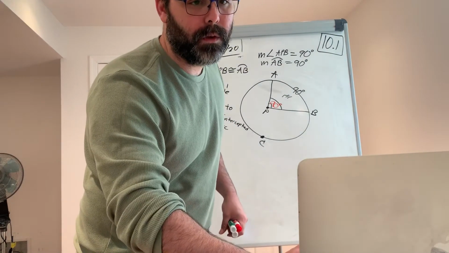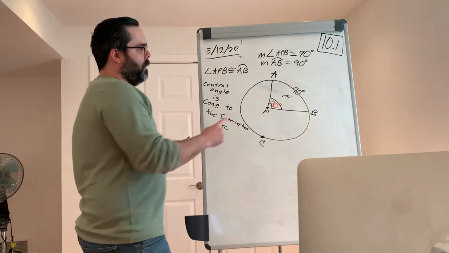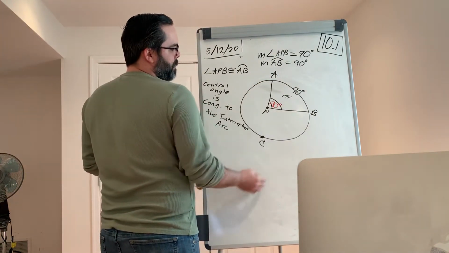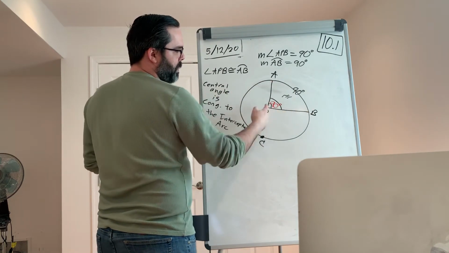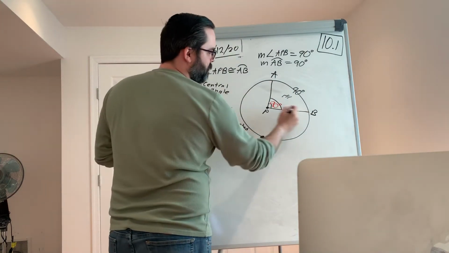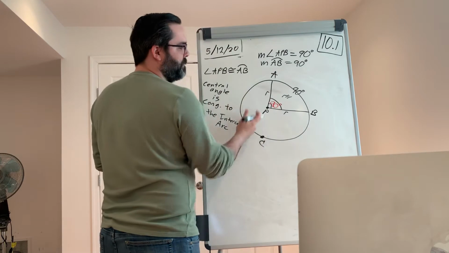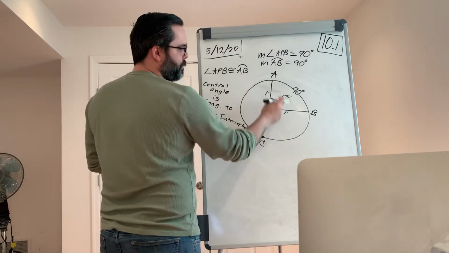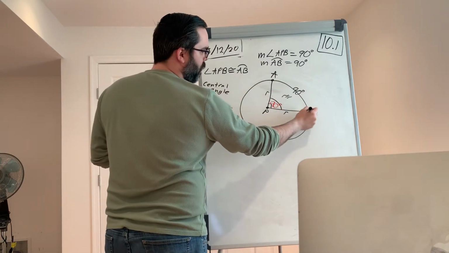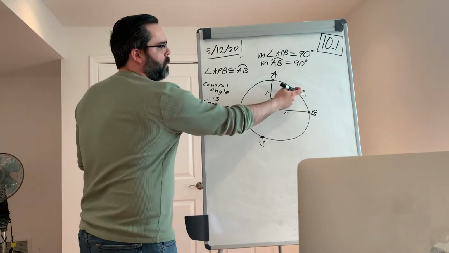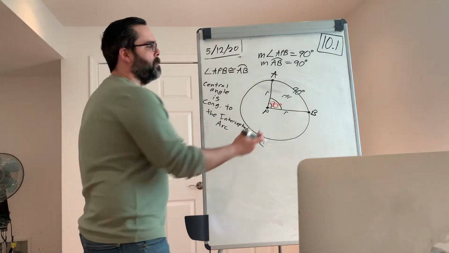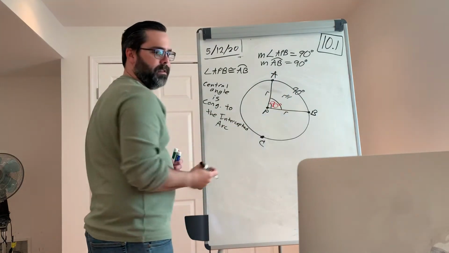Okay, so that's a new term for you. This arc intercepts this angle because they share the same radii. This radius and this radius form this angle. These two radii also form this arc. So this angle will be congruent to this angle. The measure of this degrees is equal to this degrees, okay?